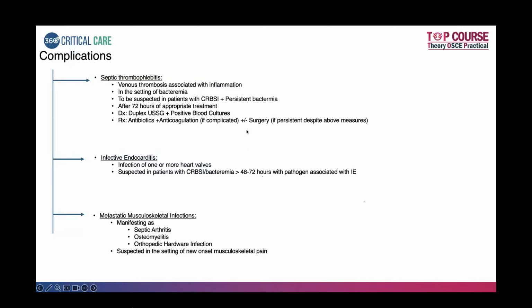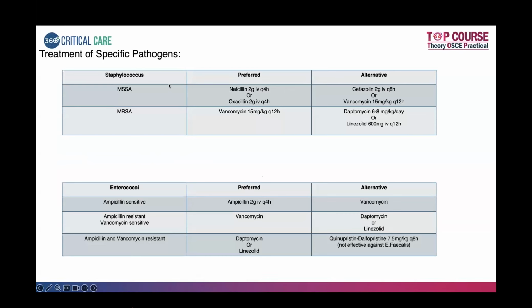Because even after you remove the catheter, there may be times when the patient still persists to have fevers. And if it is not identified at the right time, then complications may ensue and it may further increase morbidity and mortality. So treatment of specific pathogens: if it is MSSA, you go with nafcillin or oxacillin, and the alternative is cefazolin and vancomycin. Whereas if it is MRSA, then you need to go with vancomycin, and the alternative is either daptomycin or linezolid.